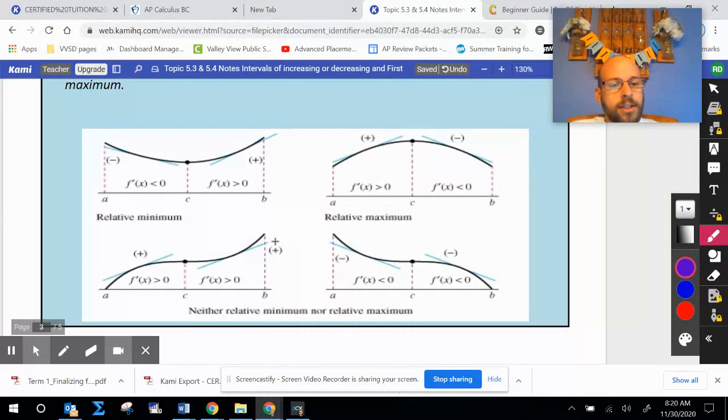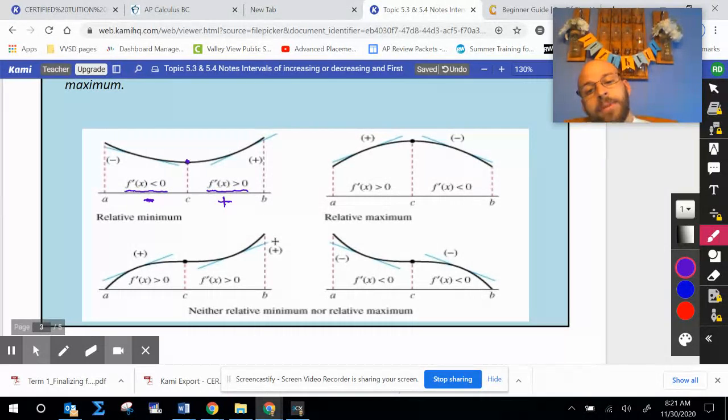Again, you can see here the derivative is less than 0, so it's decreasing. And then the derivative is greater than 0, so it's increasing. That's why we have a minimum. So it went from negative to positive. And I should be more specific: the derivative went from negative to positive.